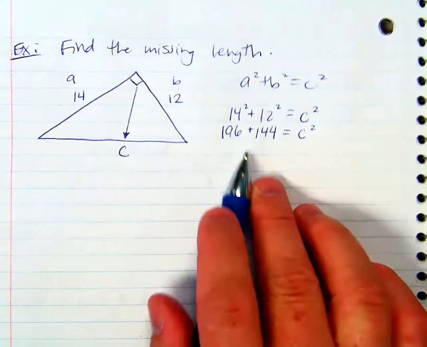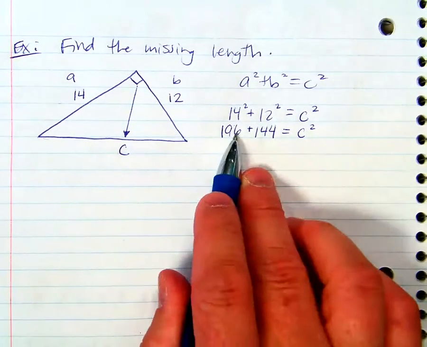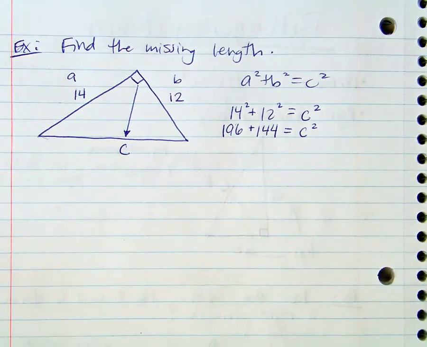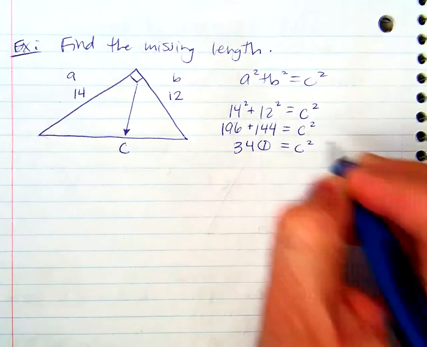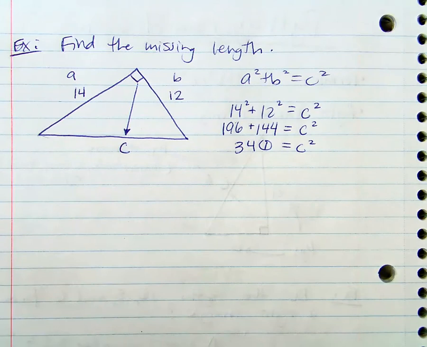So at this point, the formula asks us to add these two numbers together. So we're going to add 196 and 144 together. And get 340. Now, the end of this problem is something that a lot of people tend to make mistakes with, so this is where I want you paying very close attention.